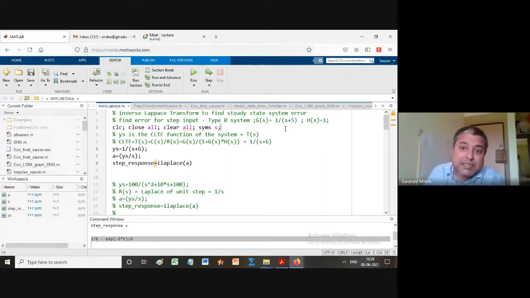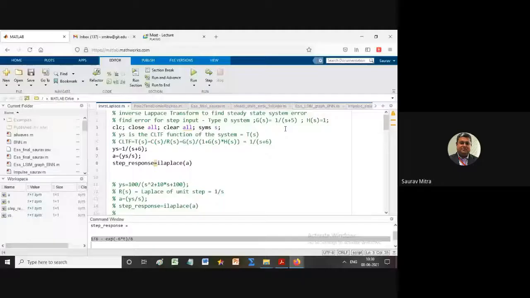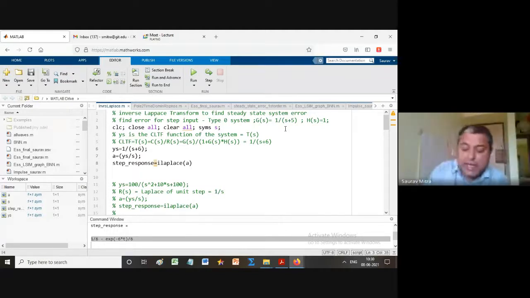If KP is equal to 1 by 5, that is 0.2, how much is the steady state error? Steady state error is 1 divided by 1 plus Kp. That is 1 divided by 1 plus 0.2, that is 1 divided by 1.2. How much is 1 divided by 1.2? Very easily we can find out. 1 divided by 1.2 is equal to 0.833. So this is the result we have to get. Is it understandable?